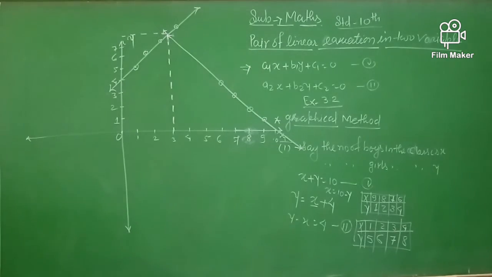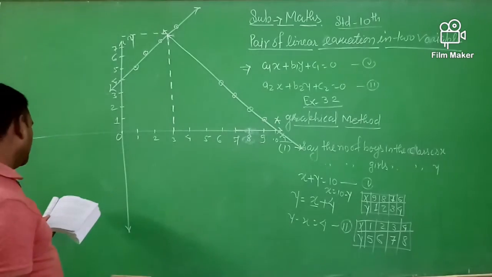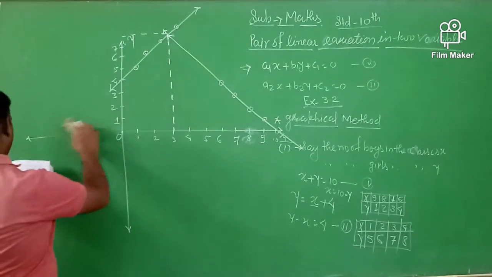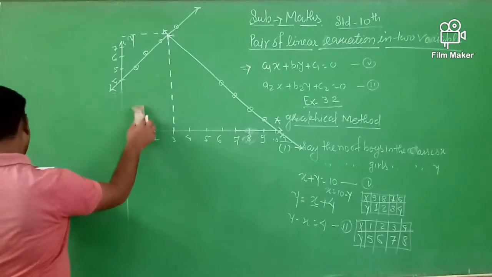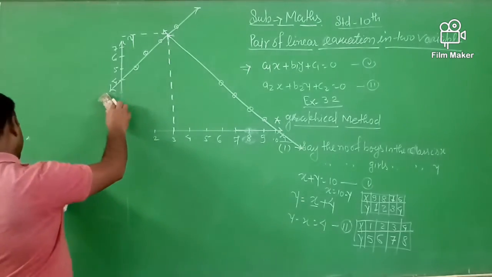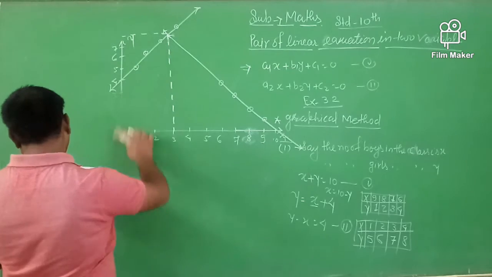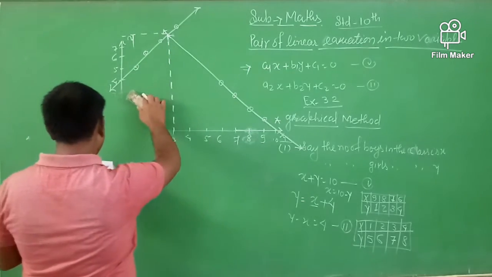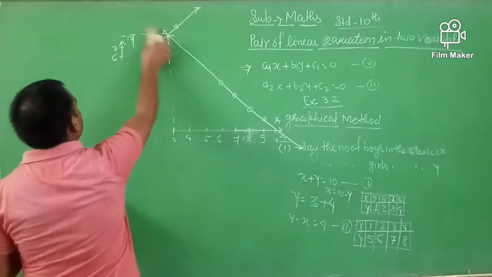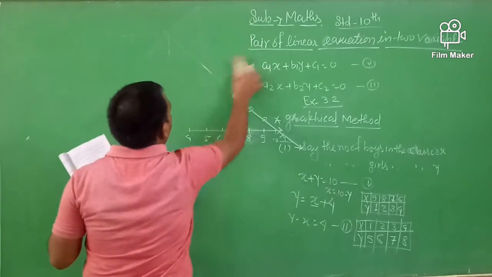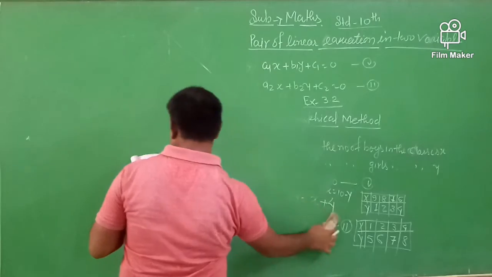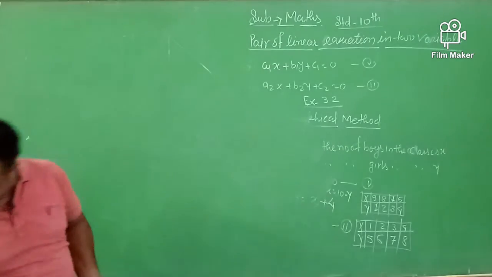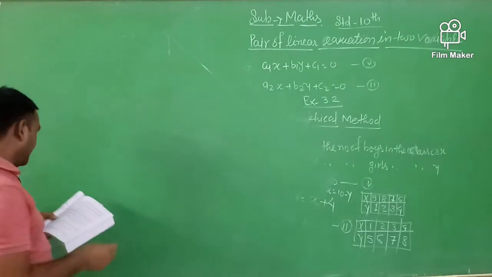Next question. Here some questions are given on comparing the ratios a1 by a2, b1 by b2 and c1 by c2. Find out whether the lines representing the following pairs of linear equations intersect at a point, are parallel or coincident. So first we write down the equations, and after that compare.